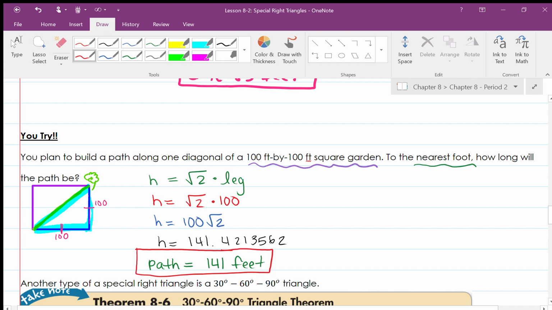Okay, so that wraps up today's lesson. We're going to stop there today. Tomorrow we're going to pick up with problems 4 and 5 from the packet, which deals with another special case triangle, which we'll get into tomorrow.